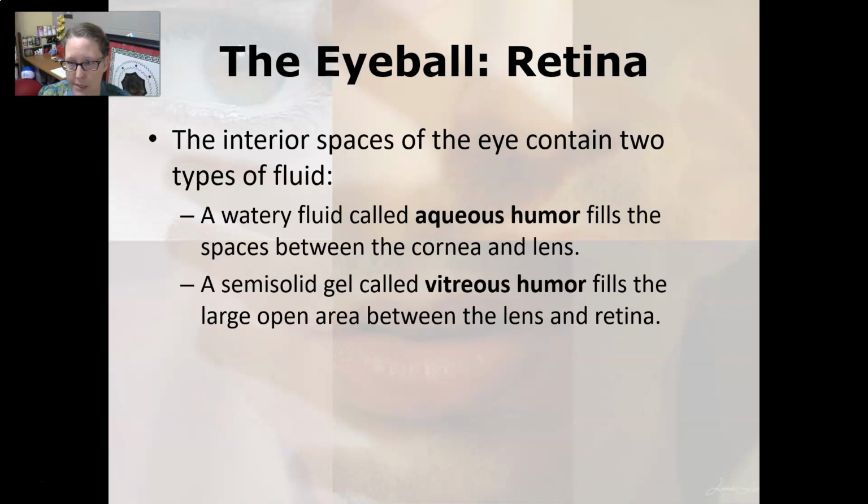The interior spaces of the eye contain two types of fluid. We have a watery fluid called aqueous humor. So aqueous humor is for water, right? It fills the spaces between the cornea and the lens, in the anterior portion of the eyeball. And then there's a semi-solid gel called vitreous humor that fills a large open area between the lens and retina, and it helps hold the retina layer, the innermost layer of the eyeball, in place.